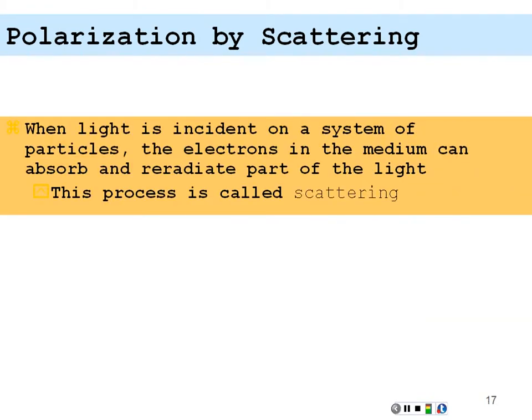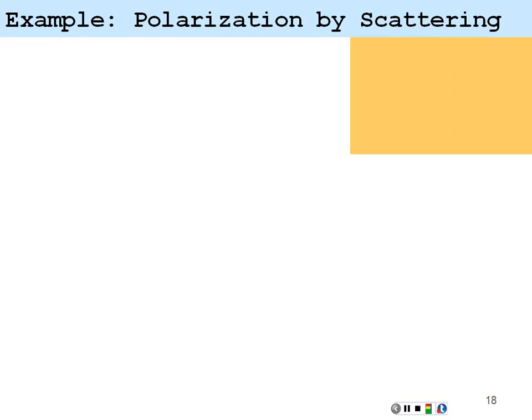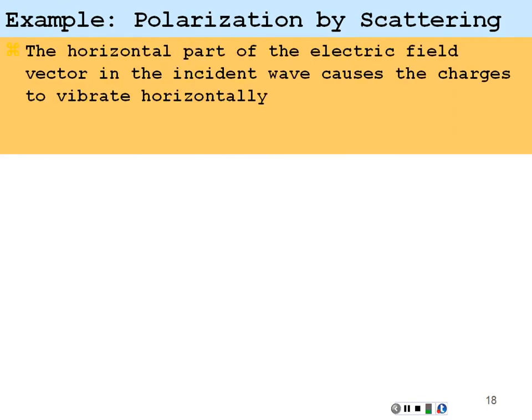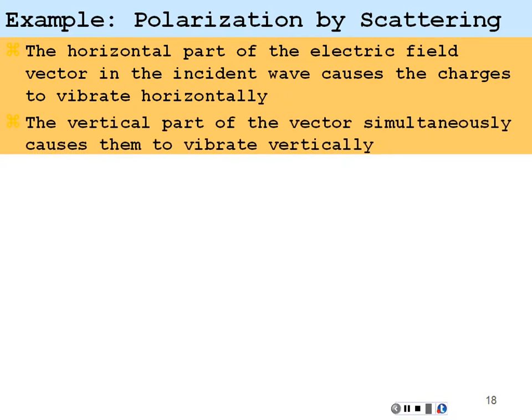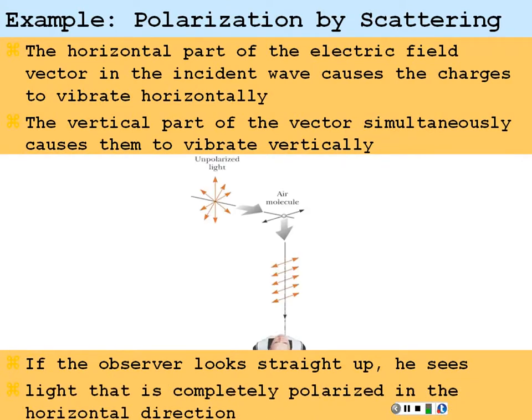When light is incident on a system of particles, the electrons in the medium can absorb and re-radiate that light. This process is called scattering. Scattered sunlight reaching an observer on Earth will be polarized. The horizontal part of the electric field vector in the incident wave causes the charges to vibrate horizontally. The vertical part simultaneously causes them to vibrate vertically. But they'll be re-emitted as you're looking up, and you will preferentially see the horizontal component as it's coming down to you. Hence, you will see preferentially polarized light out of the air.